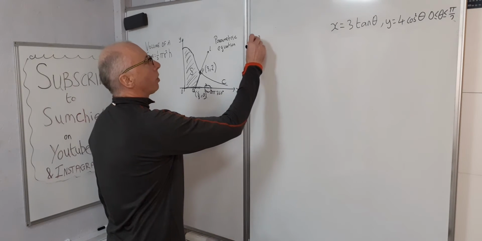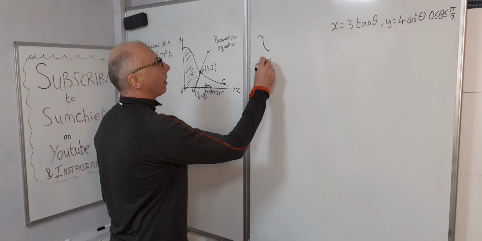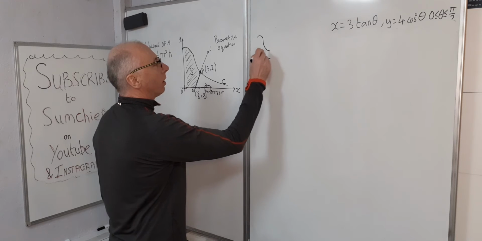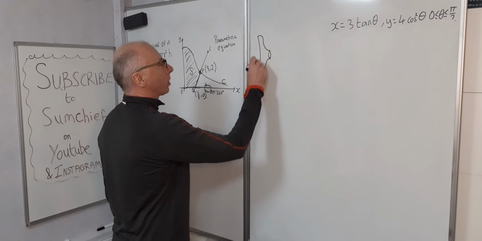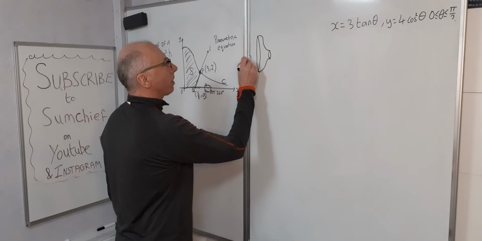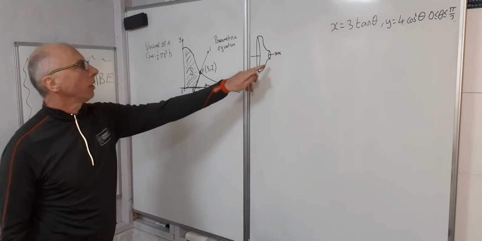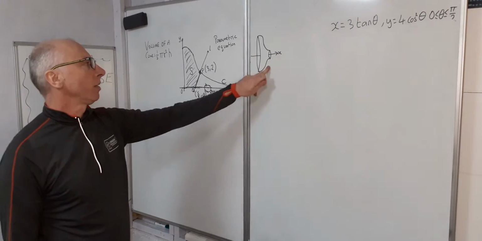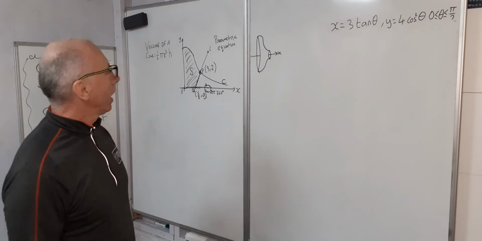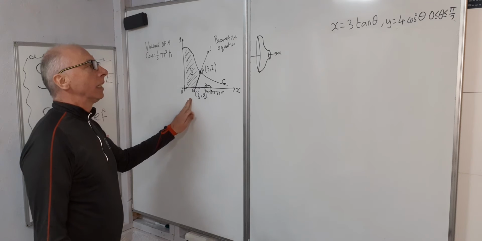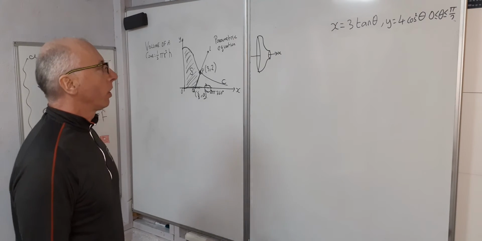So let's just draw up a picture of what we'd end up with. We'd end up with a shape that looks something like this, with the x-axis going through it, and then a shape that looks something like that. Not the greatest picture, I know, but that's the best we got for today. So how do we go about finding the volume?